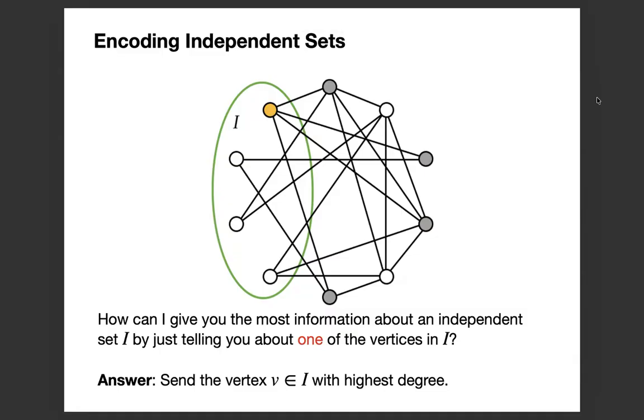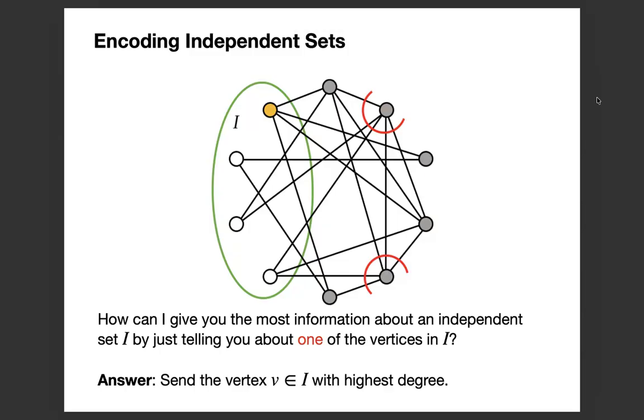That's pretty cool, but actually you've learned more. I've told you this is my highest degree vertex. So what does that mean? Anything with higher degree is also not in my independent set. Otherwise, I would have told you that one instead. So in fact, I've told you just this one vertex, and you've managed to rule out all the other vertices and figure out exactly what my independent set is. This is kind of magical.